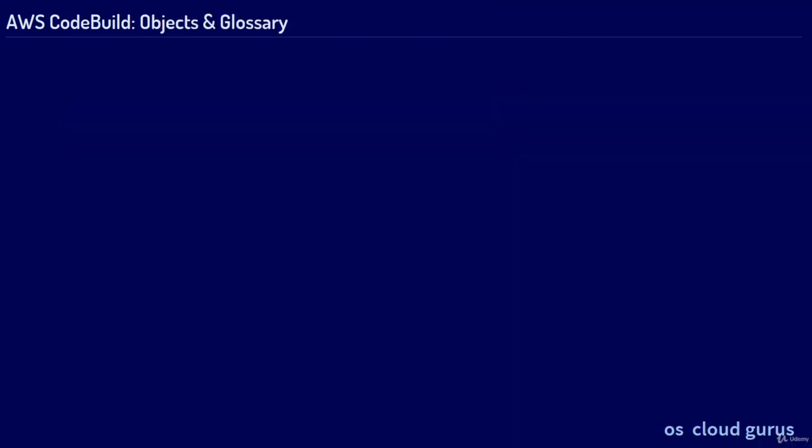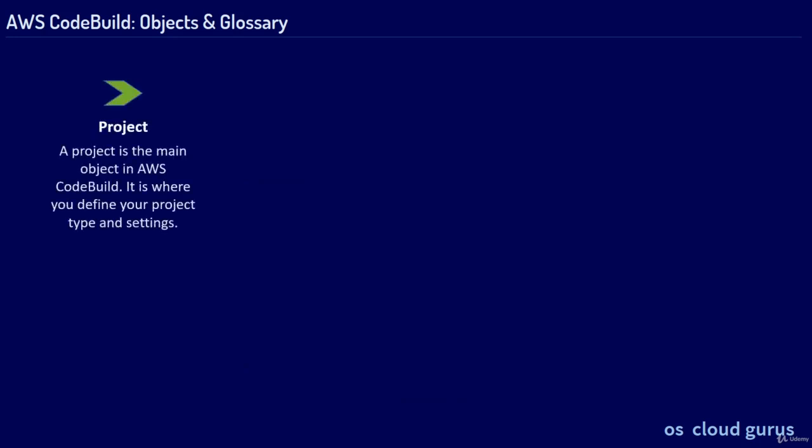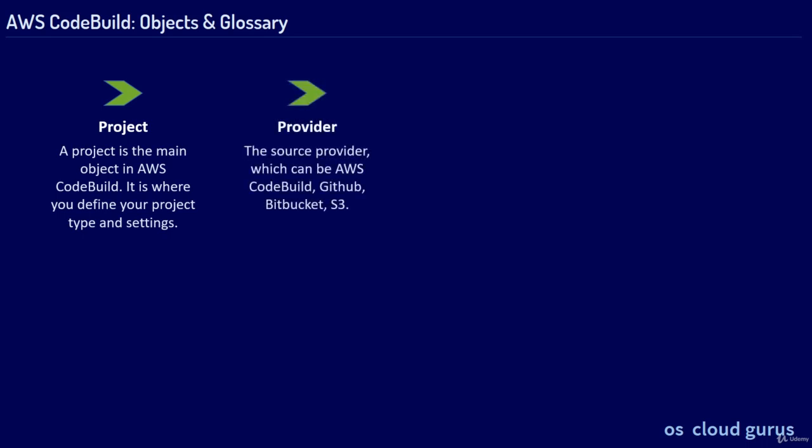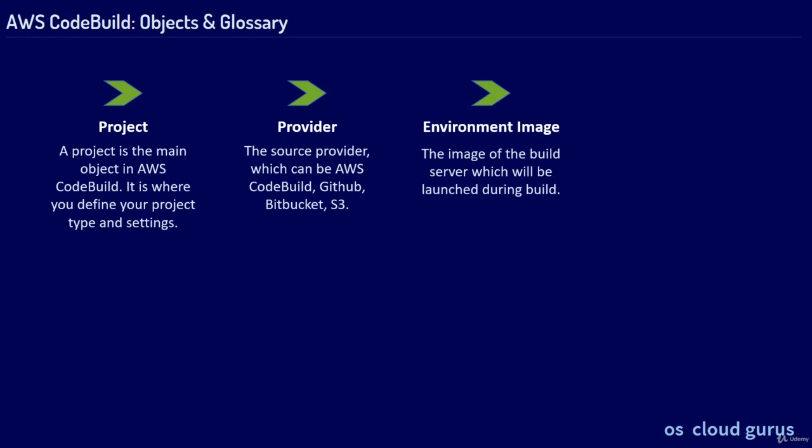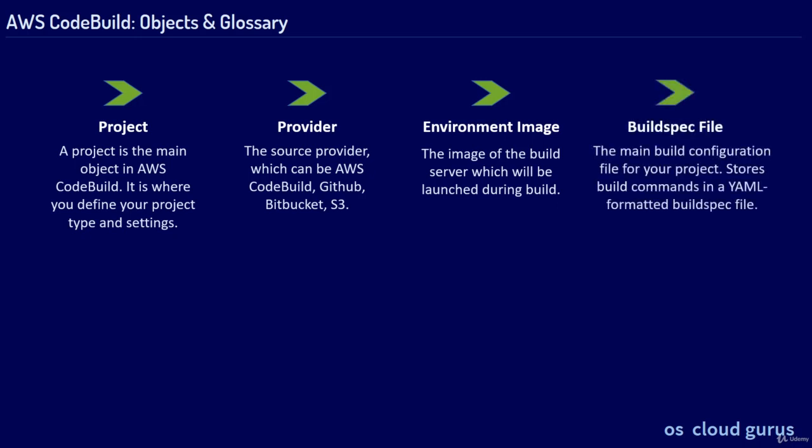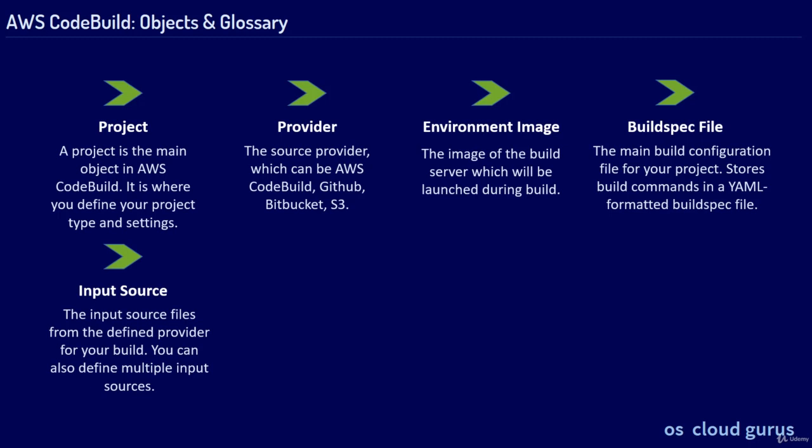Let's introduce the most important objects and terms of CodeBuild. A project is the main object in CodeBuild. It's where you define your project type and settings. Provider, the source provider, which can be CodeCommit, GitHub, Bitbucket, S3. Environment image, the image of the build server, which will be launched during build. Build spec file, the main build configuration file for your project, stores build commands in a YAML formatted build spec file. Input source, the input source files from the defined provider for your build.